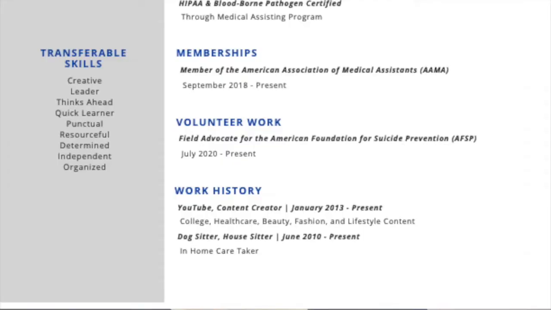Next up is memberships, and not everyone may have memberships. I, however, as a student did get a membership. I got a membership to the American Association of Medical Assistants, which is who I am credentialed through, and I knew I wanted to become credentialed through them, so while I was a student, I did make sure to sign up and purchase a membership.